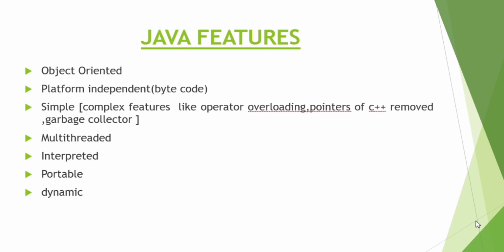Okay, next is dynamic. Java is dynamic, so any memory allocation in Java happens in a dynamic way. Okay, so these are the Java features. There are also many other features, you can just Google that, but these are the main features of Java.